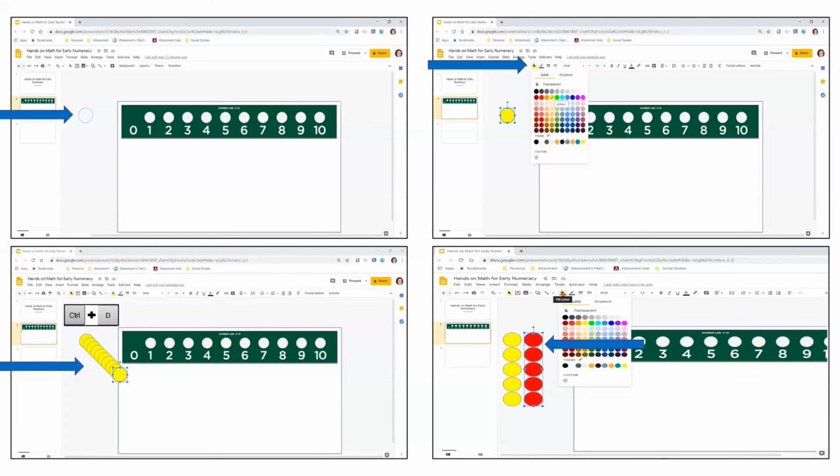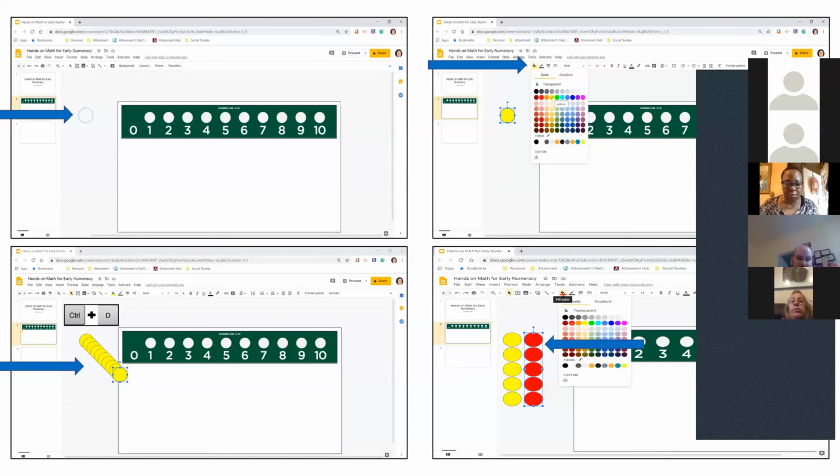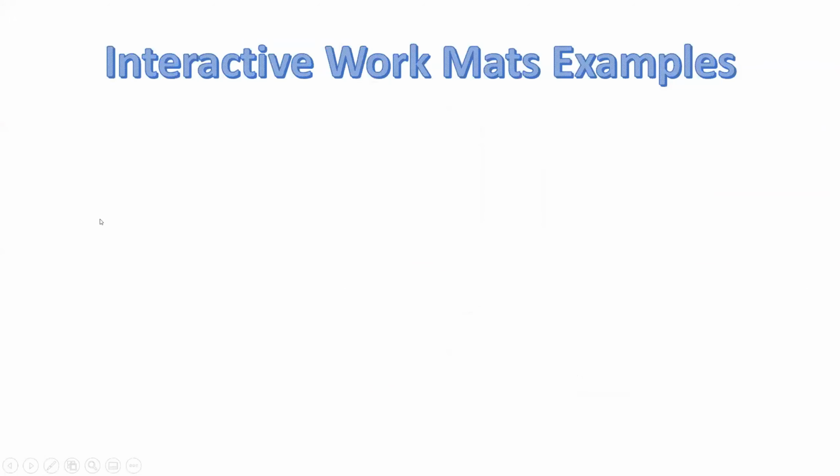Another cool trick is if you want to change the color of 5 of them, you can hold down your Control key and select each one of the images that you want to change the color on. Once you have them selected, you will go up to the fill color and change the color of it. So that was a quick way of creating those interactive work mats.